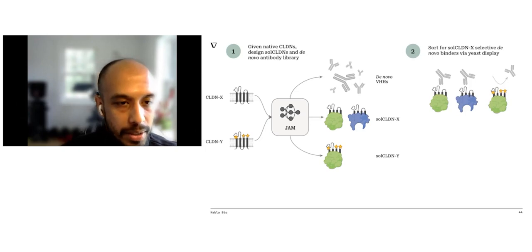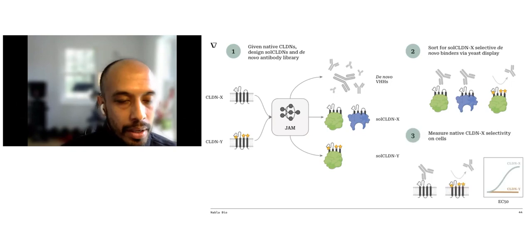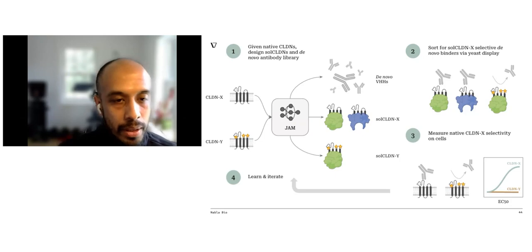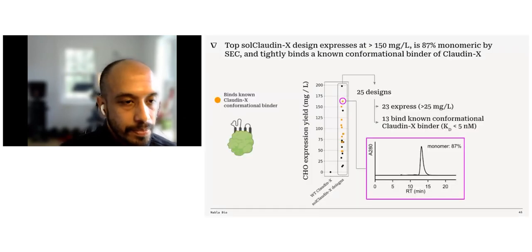And then we also generated a sol-claudin Y proxy. So given those, we screened for sol-claudin X selective binders via yeast display using all three of these proxies. And then once we had a short list of binders, we actually measured Claudin X selectivity on the surface of cells. And then I'll show data for this: we took that information, used JAM to essentially propose a follow-up round of designs to improve selectivity even further.